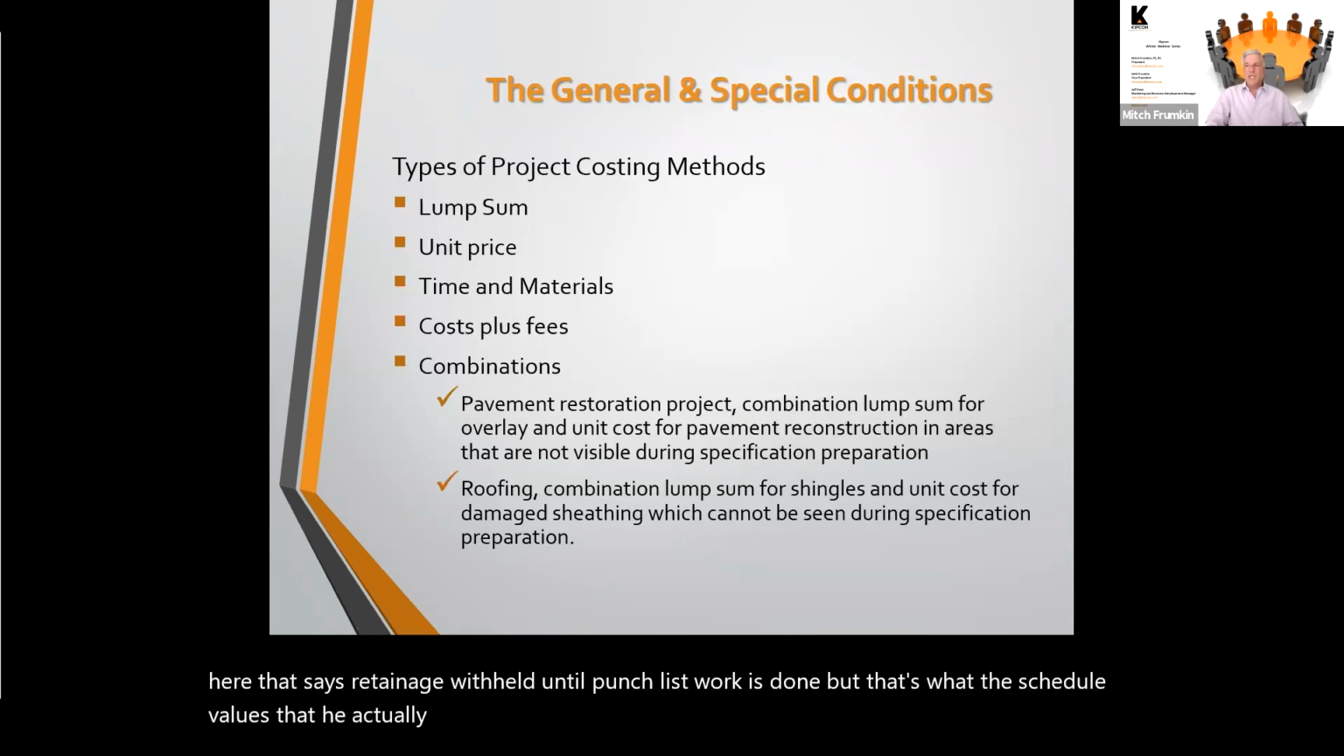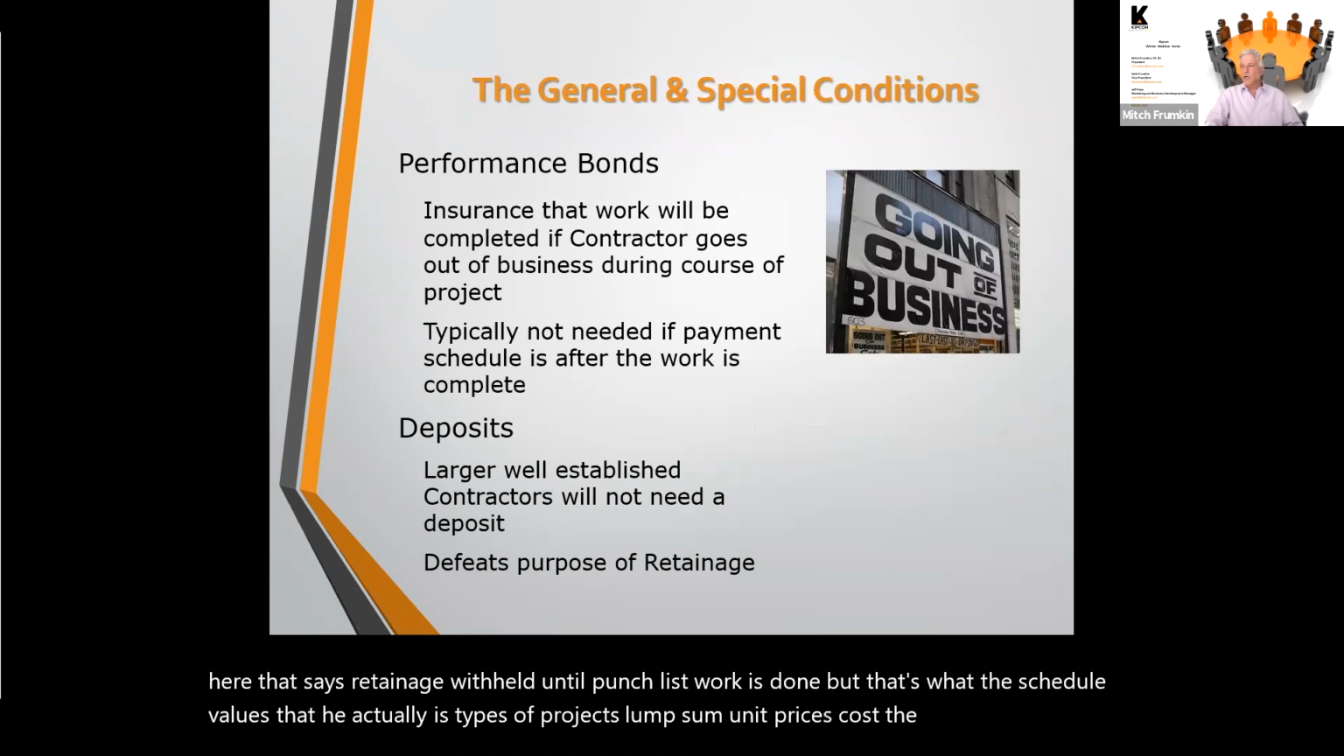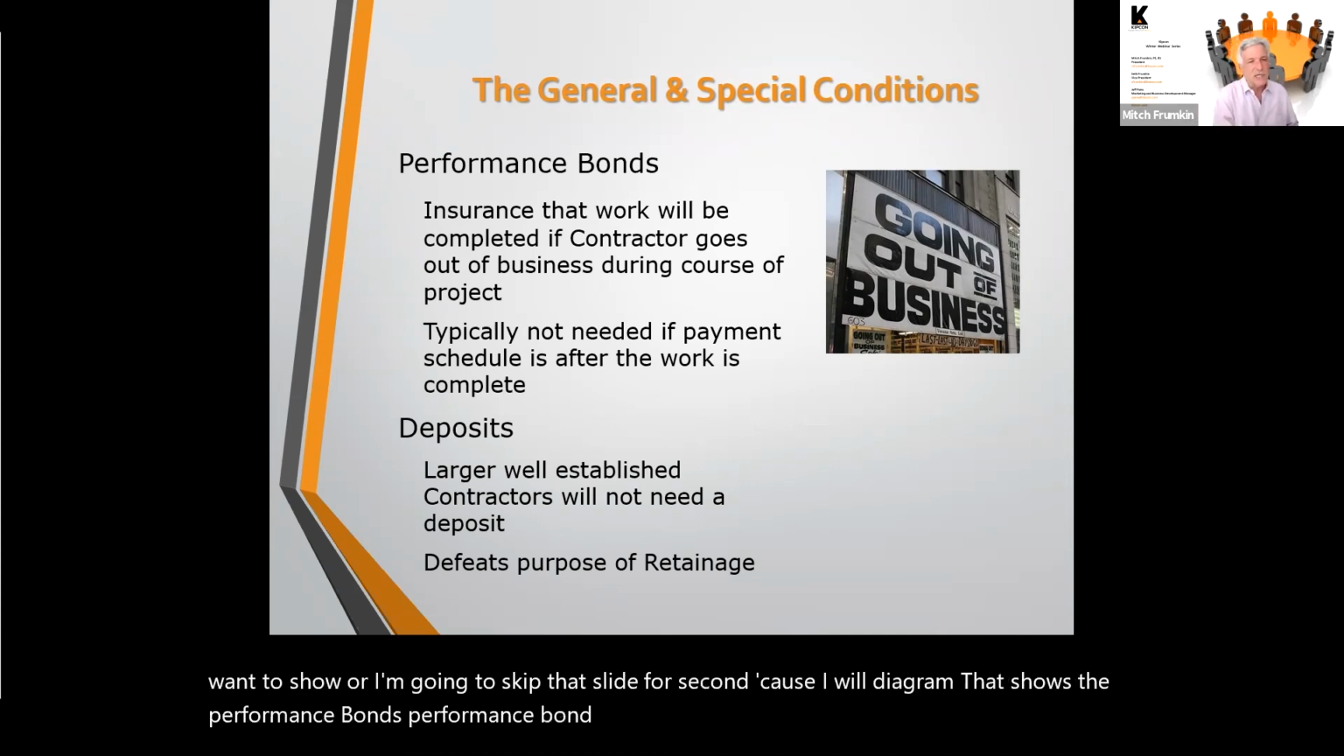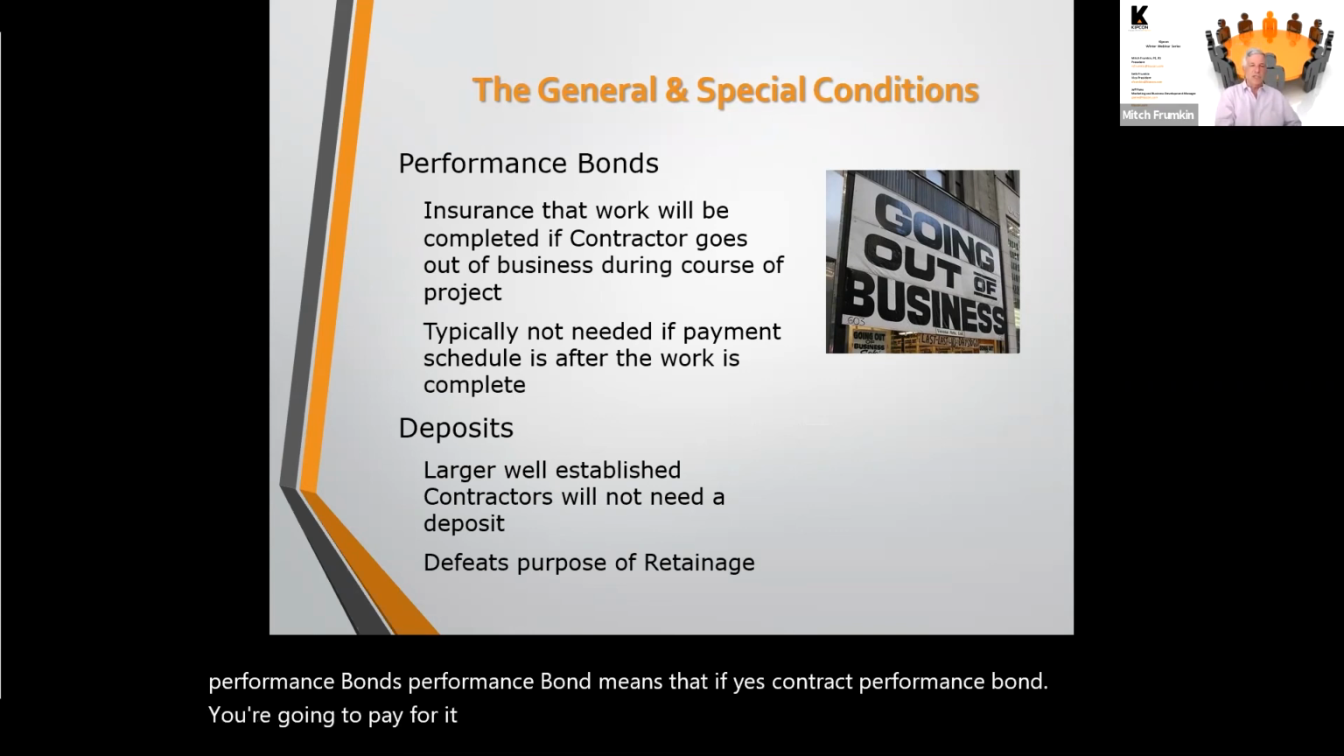Types of projects: lump sum, unit prices, cost plus fee combinations. Now I'm going to skip that slide for a second because I have a little diagram that shows performance bonds. A performance bond means that if you ask a contractor for a performance bond, you're going to pay for it. It generally costs a percentage of the construction cost.